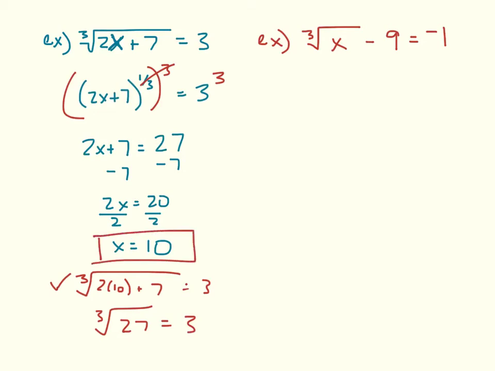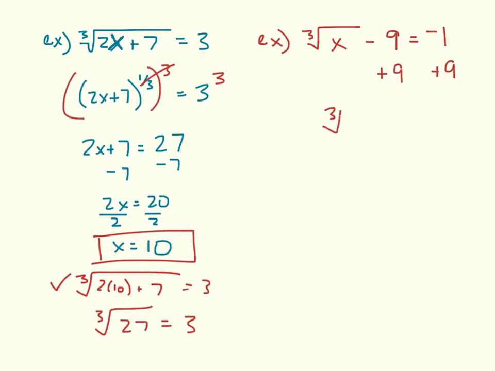So x equals 10. Alright, let's look at the cube root of x minus 9 equals negative 1. Now, in the other ones, we went ahead and squared or cubed right off the bat. I can't do that here because I need to isolate this cube root. By isolate, I mean just get it by itself. So I need to get rid of this negative 9. How do I get rid of it? I'm going to add 9 to both sides.